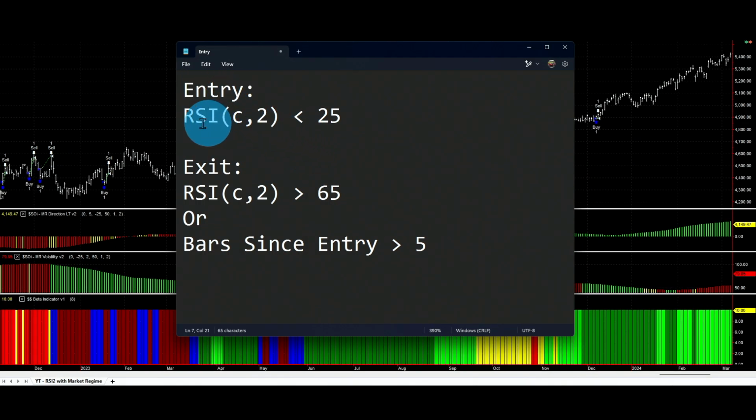The entry is when the RSI with the lookback of 2 periods goes below 25, we go long. We exit when the RSI with the lookback of 2 periods goes above 65. Now, if this condition doesn't happen within 6 bars, we exit. Hence, we have this exit. When we are in a trade for more than 5 bars, we will exit. So this is kind of a protection if this doesn't happen.